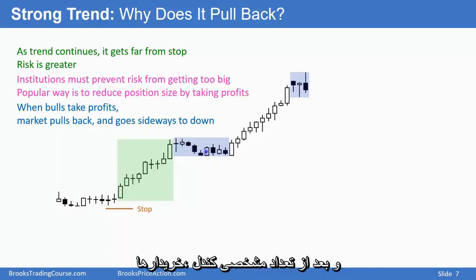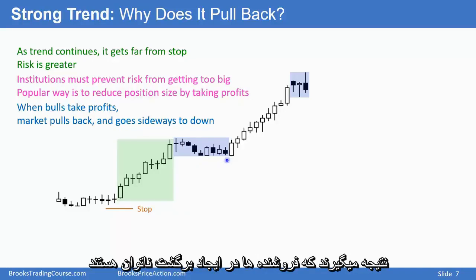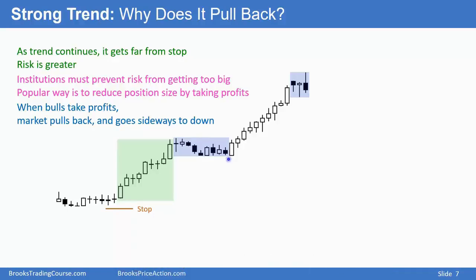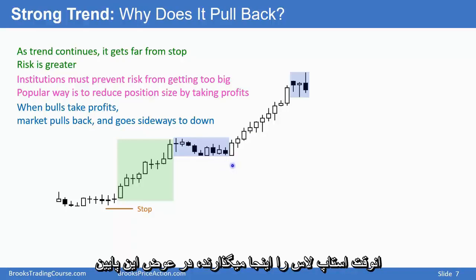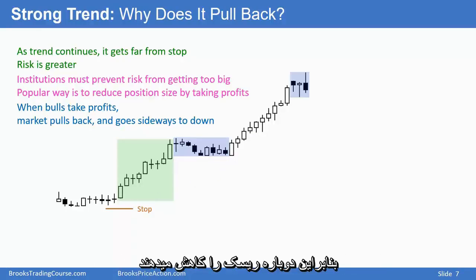And after a certain number of bars, the bulls conclude that the bears are unable to create a reversal, and the bulls buy again. And then once they have 3, 4, 5 good-looking bull bars, they now put their stop here instead of here. So they again reduce their risk. But when the risk gets too far again, they have to take some profits again to reduce their risk.